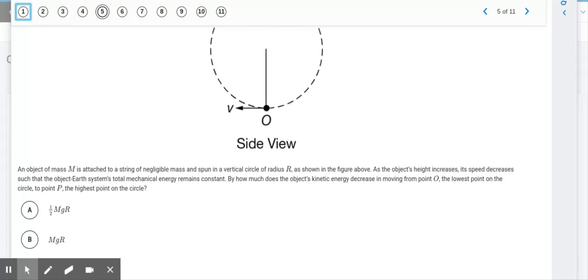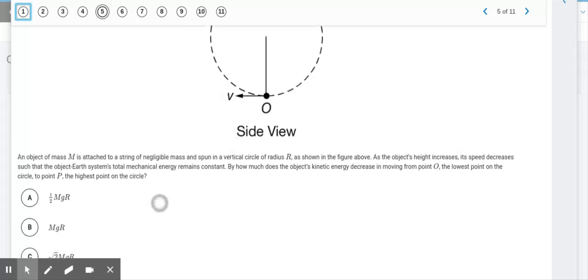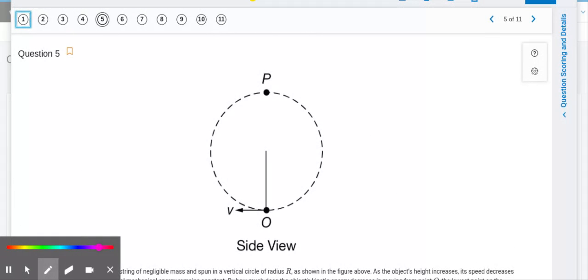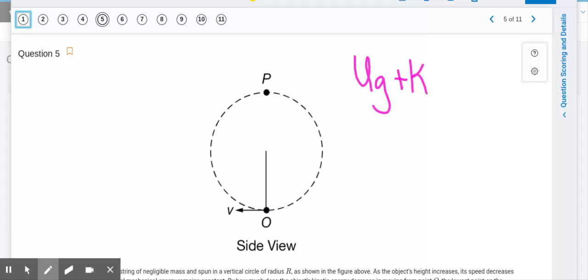Okay, so again, I'm assuming that you read this. The object's height increases, the speed decreases, such that the object-Earth system total mechanical energy remains constant. By how much does the object's kinetic energy decrease in moving from point O, the lowest point, to point P, the highest point? Great. So if energy remains constant, this is UG plus K, and down here is also UG plus K. So the sum of the gravitational potential energy and the kinetic energy are equal at both points.